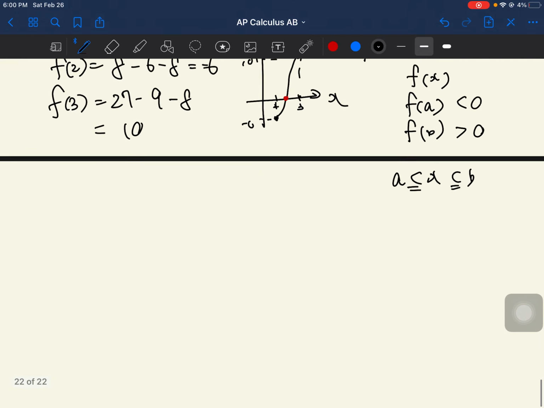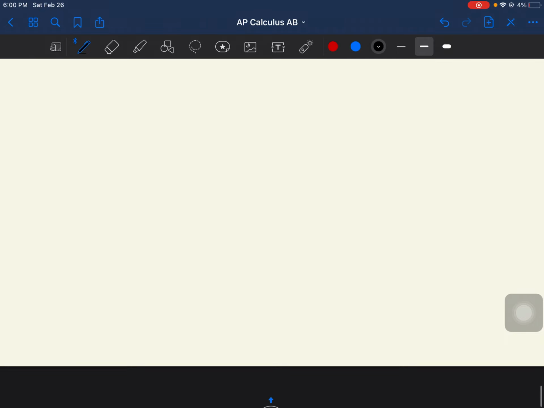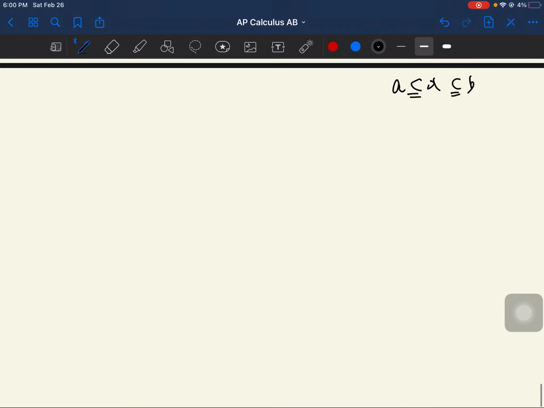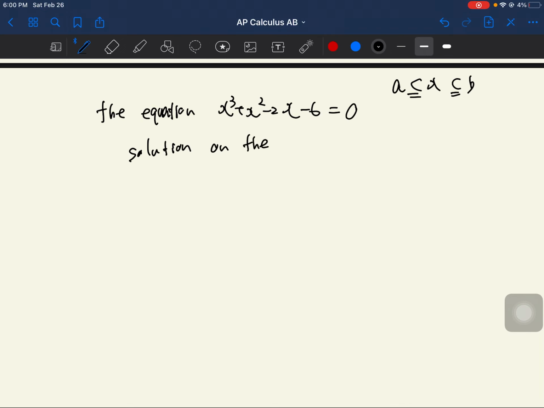Yeah, that's it. So let's work on one more question then. So let's find the solution. For example, the equation x cubed plus x squared minus 2x minus 6 is equivalent to 0 has at least one solution on the interval between 1 and 2.